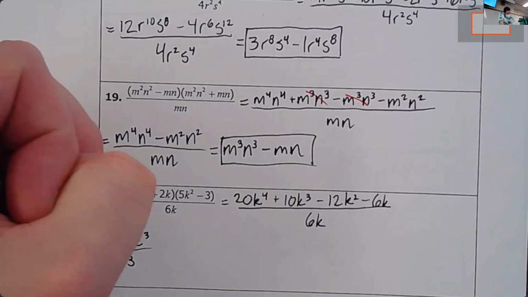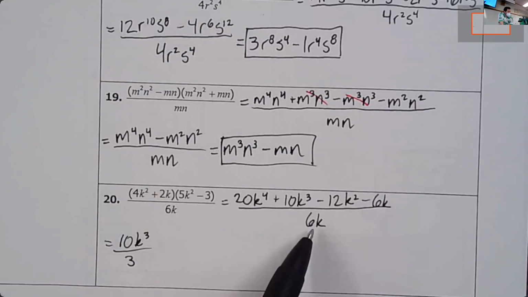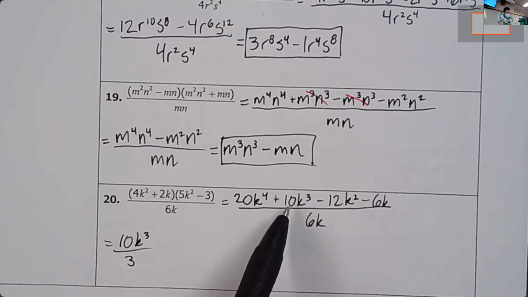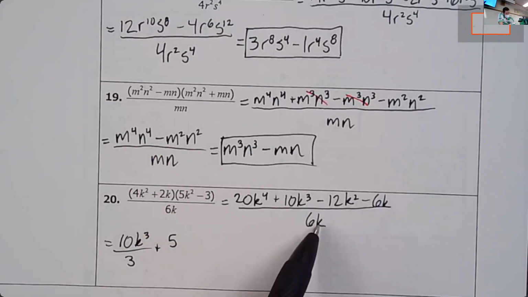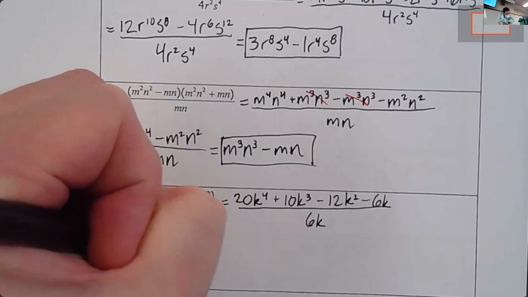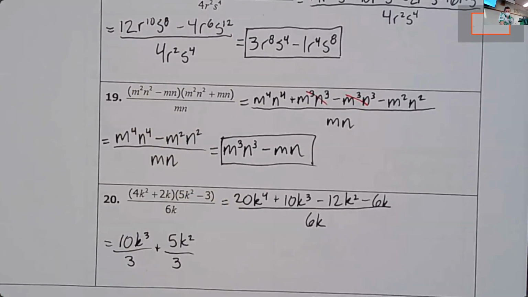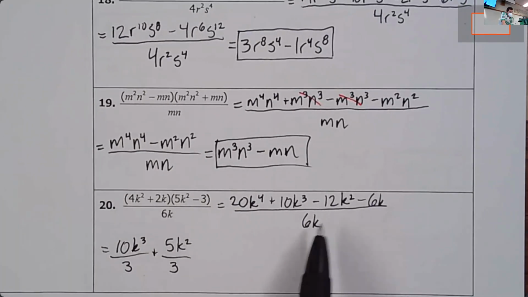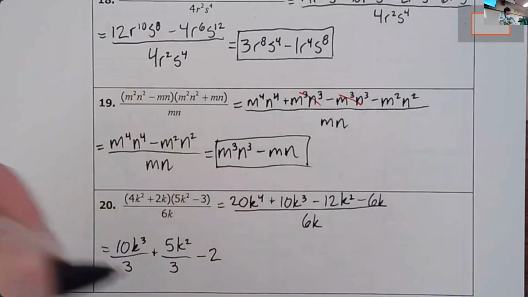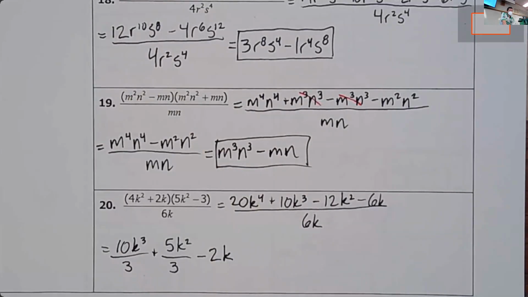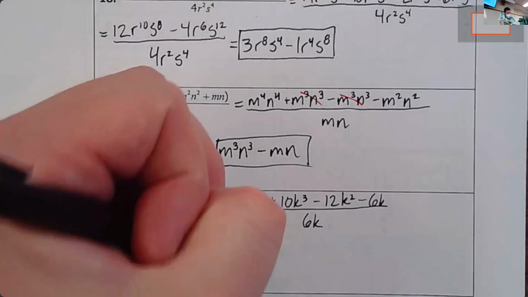Now the second term, 10 does not divide by 6 evenly, but again, they're both divisible by 2. So 10 divided by 2 is 5, so this would be plus 5. And then k to the third divided by k would be k squared, so 5k squared over 3. And negative 12 divided by 6, that's divisible, so that would be minus 2. And then k squared divided by k is k, so minus 2k. And then negative 6k divided by negative 6k, that cancels out, and so it would be minus 1.